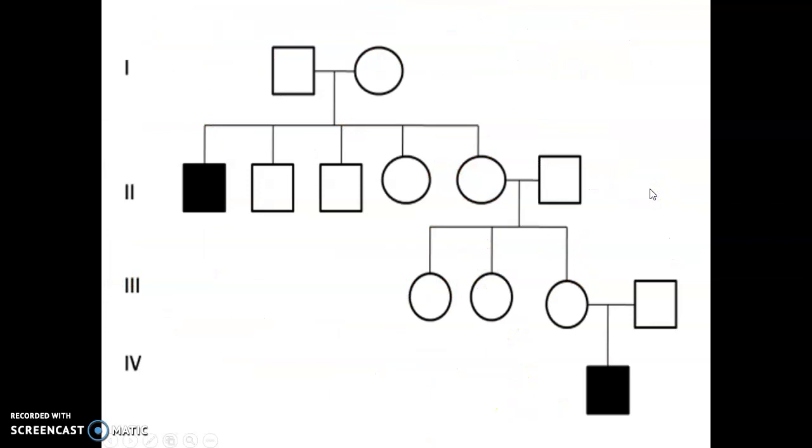Here's another example. Not as busy as the last one. I only have 2 males affected in this whole pedigree. So that tells me automatically this is an X-linked trait or a sex-linked trait. Each individual, this one and this one, have parents that are not affected, so this is an X-linked recessive trait.